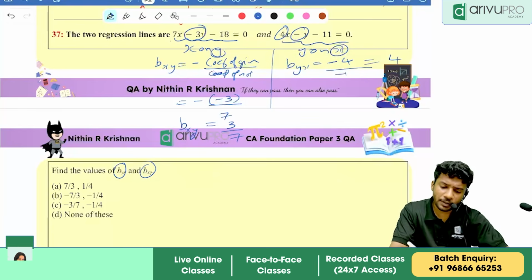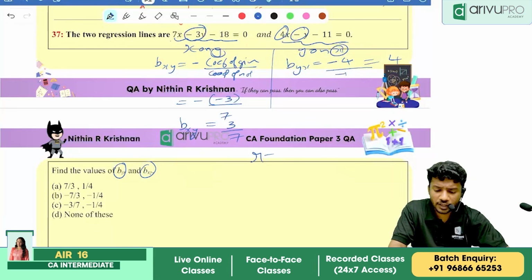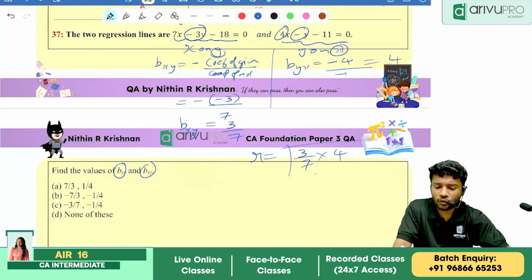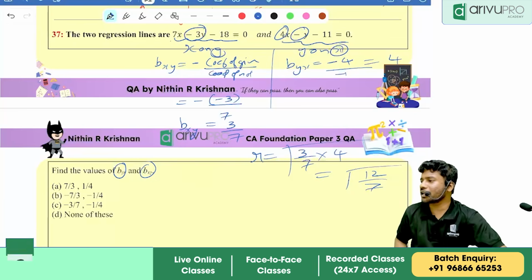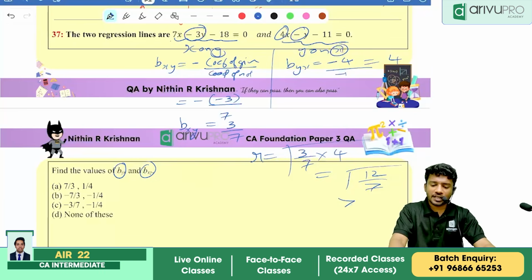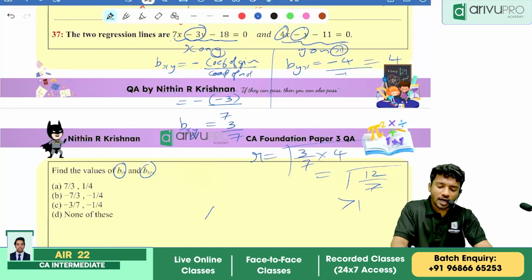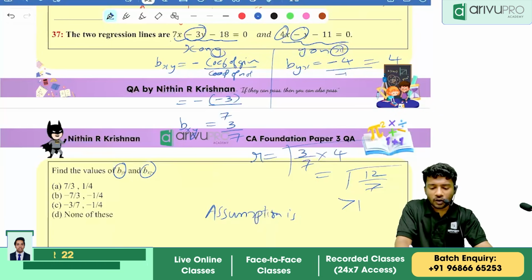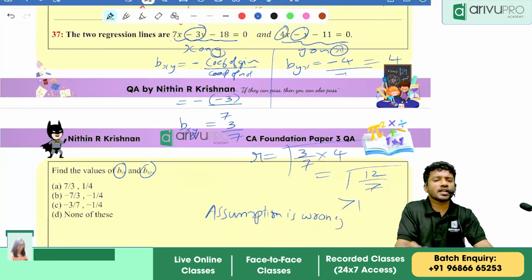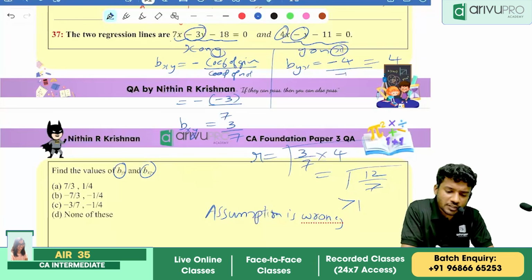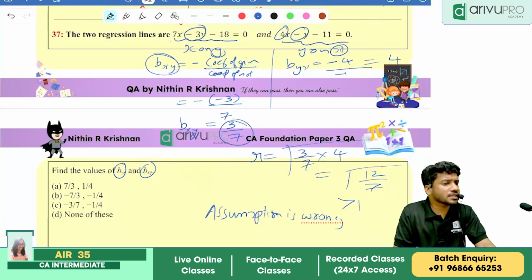Now you check people. So bxy and byx are given. Root of 3 by 7 into 4, which is equal to how much now? Root of 12 by 7. Is it correct? Now it is greater than 1. Assumption is wrong. In such type of question, whenever assumption is wrong, this bxy we found to be 3 by 7, right?